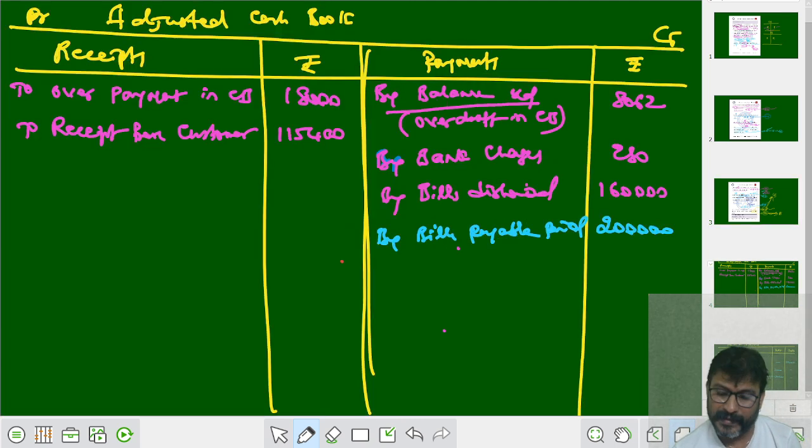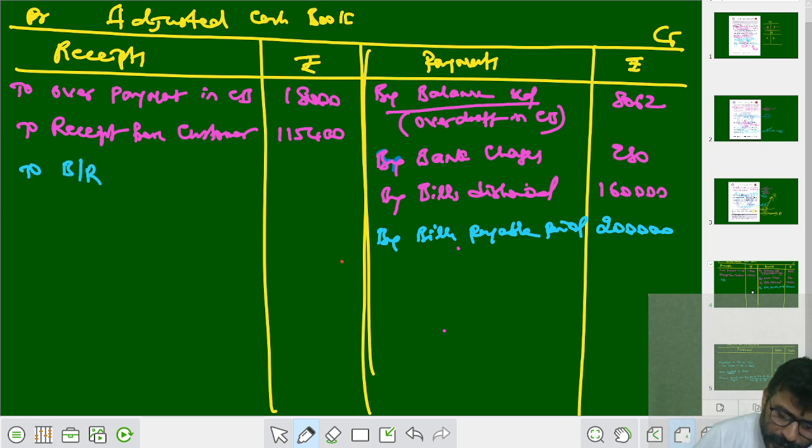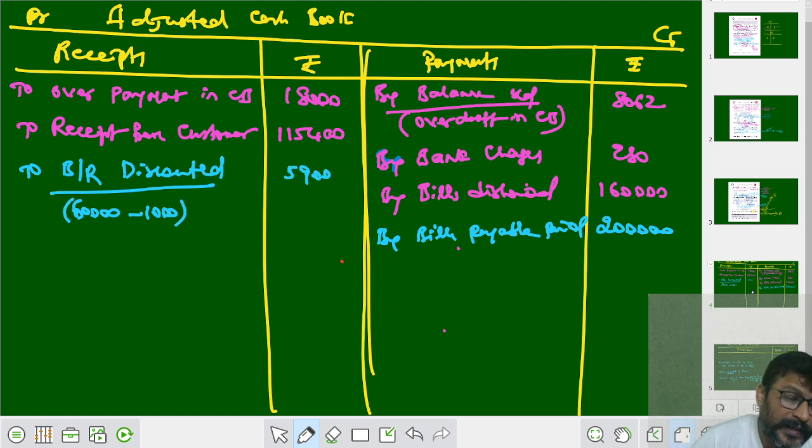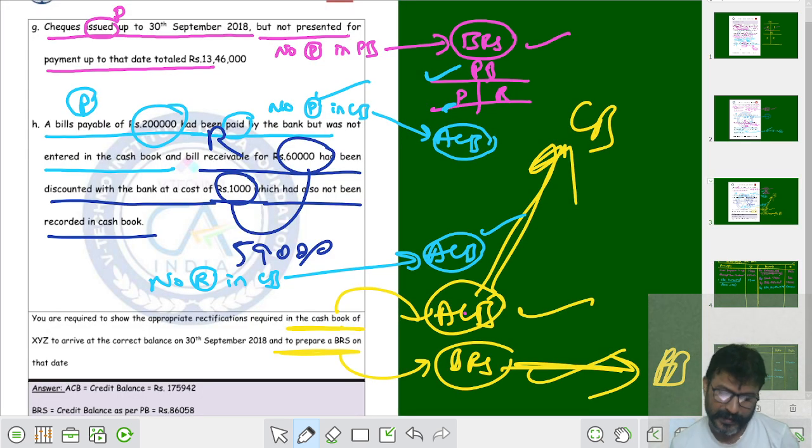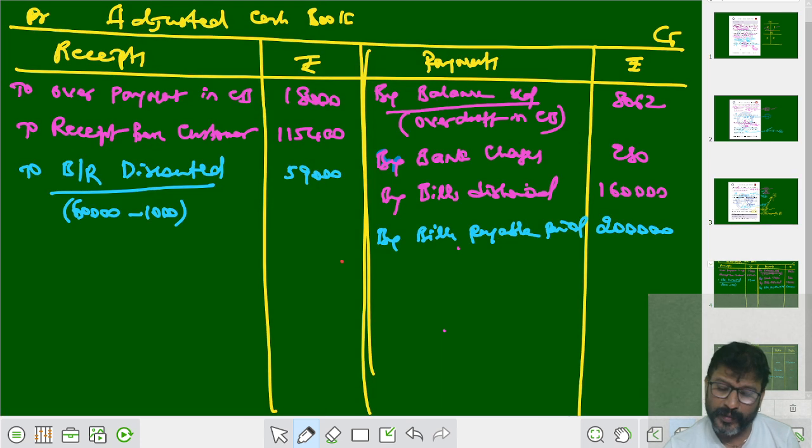So the transaction is 2. Bills receivable discounted. Out of 60,000, what is the discount amount? 1000. You subtract it, we are getting 59,000. I hope, kids, this completes all your transactions. Now you have to close. You close your ACB.